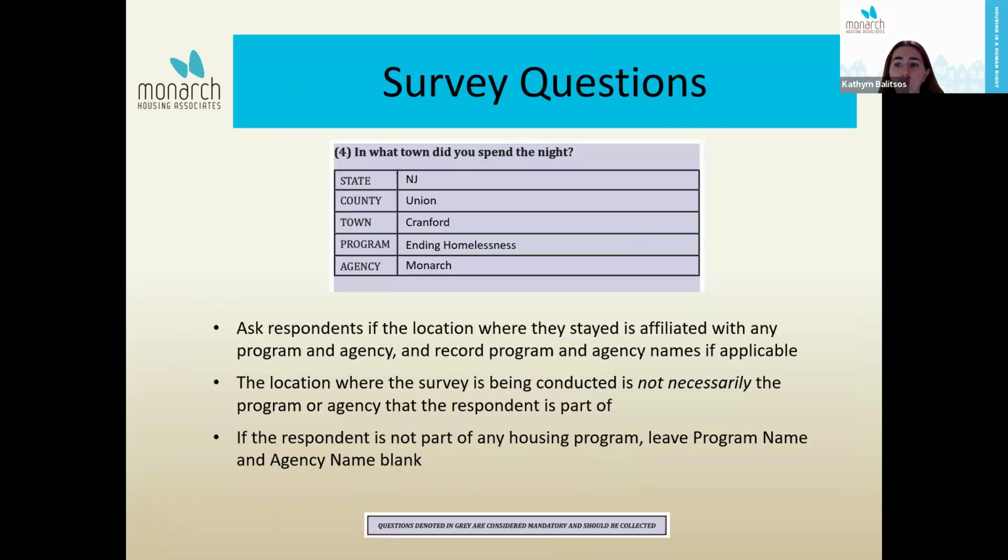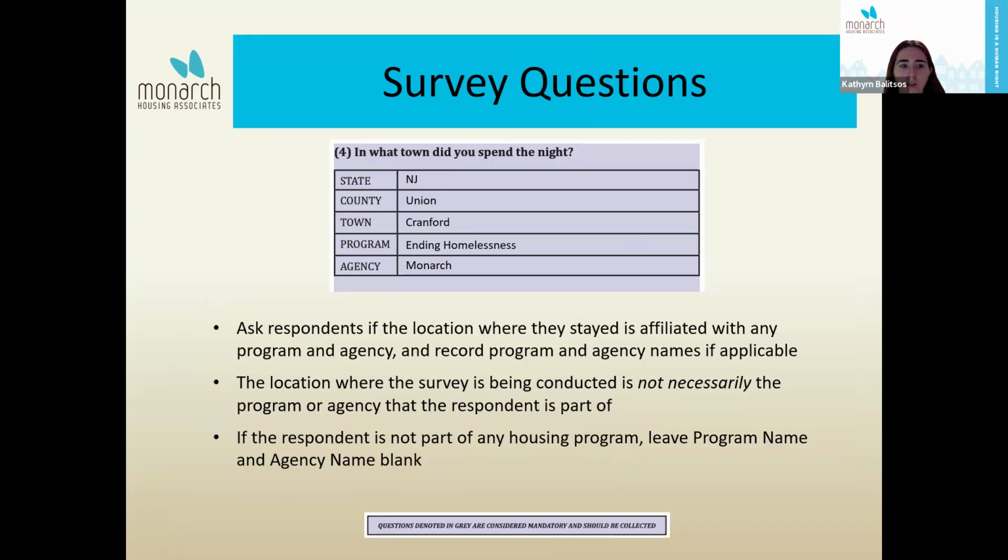Okay, so then question number 4, also again one of those mandatory questions. In what town did you spend the night? You're gonna want to ask where someone stayed. Really the town and county is key for Code Blue planning.